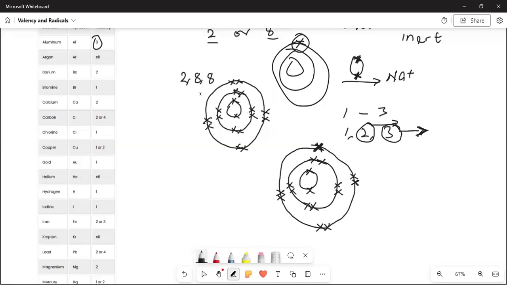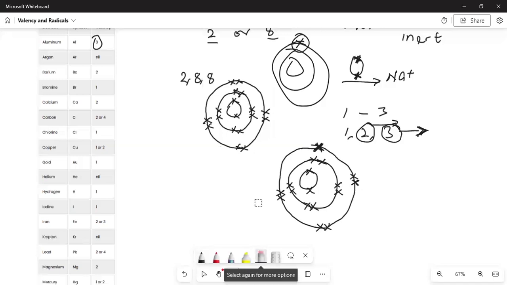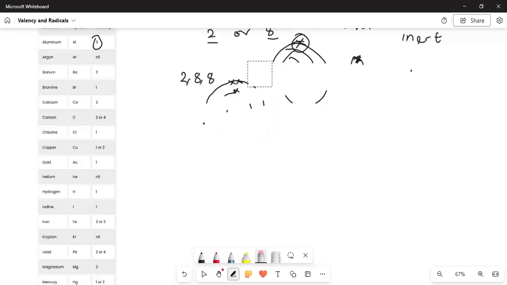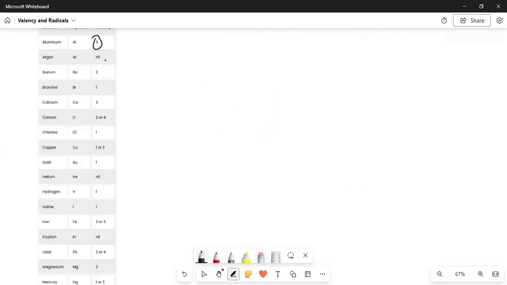And the noble gases, group 8, have 8 electrons in their outer shell, with the exception of helium that has only 2. They don't react at all because their outer shell is completely filled. So they are stable. They don't have any valency because they don't react. Okay, so argon, the valency is nil. It doesn't react because the outer shell is completely filled.